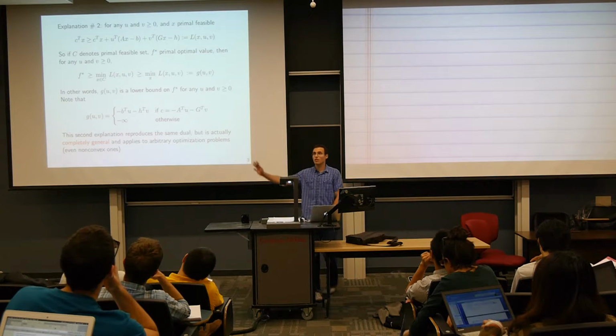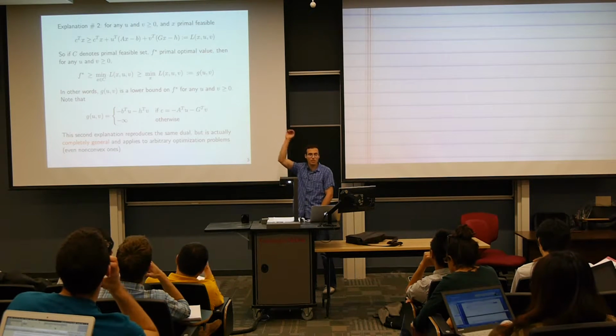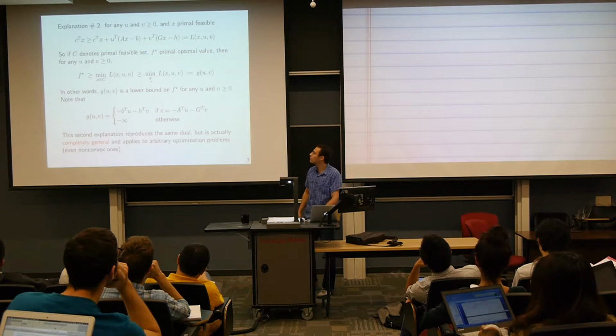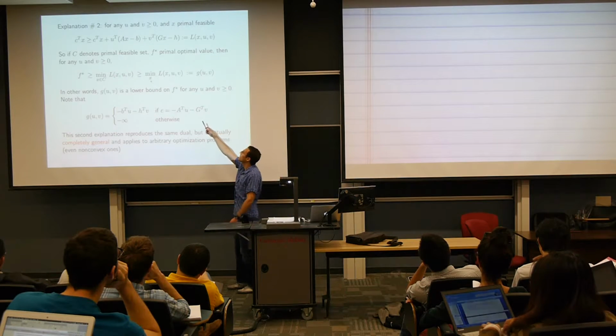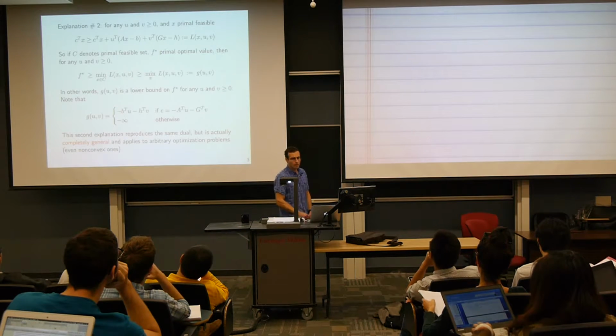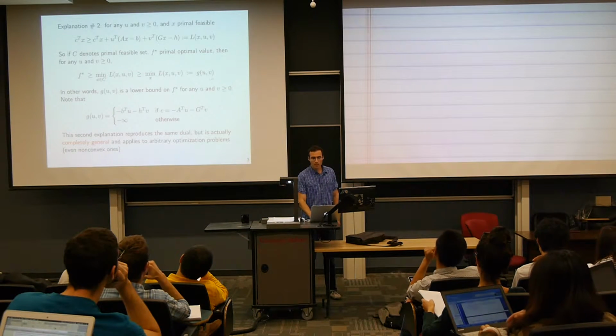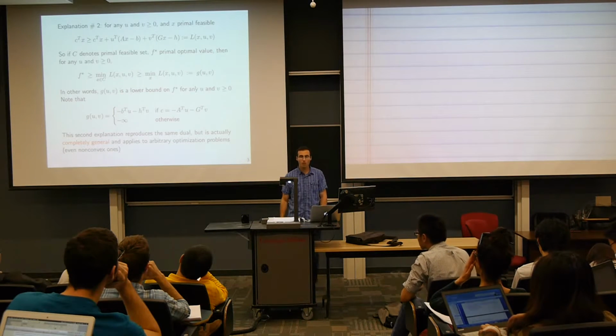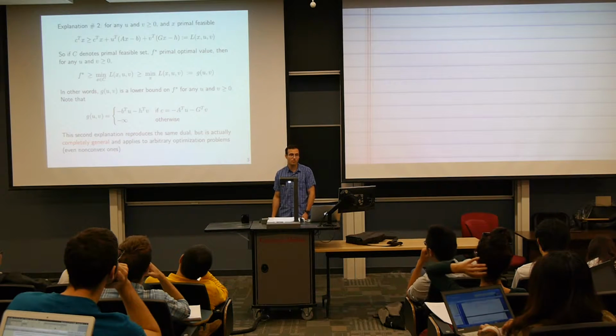So this is the key step in this dual explanation. We can forget about the primal feasible set, and it still gives us a lower bound. And this we define to be just a function of u and v, which we call g. G is now called the Lagrange dual function in this relationship.